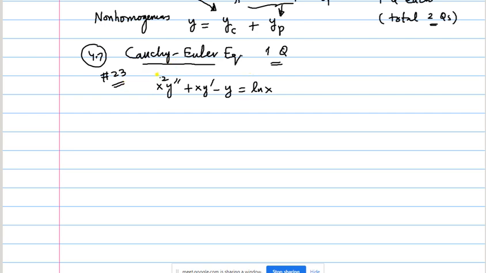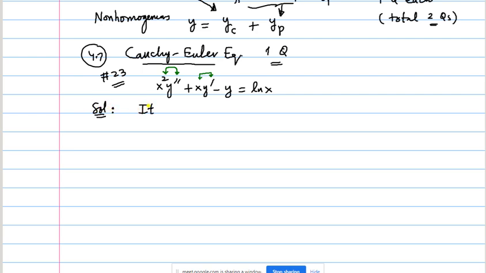So you see here, the derivative and the power are the same, right? So no derivative here, no power of x. Okay, so this is the Cauchy-Euler equation basically. You have the same derivative, same power. Anyway, so what we do, we first of all write its auxiliary equation.